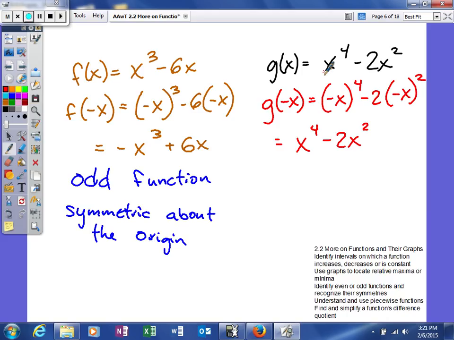So anytime it's the same, you're going to say that your function is even. So this is an even function. And what this tells us is our graph is symmetric about the y-axis.